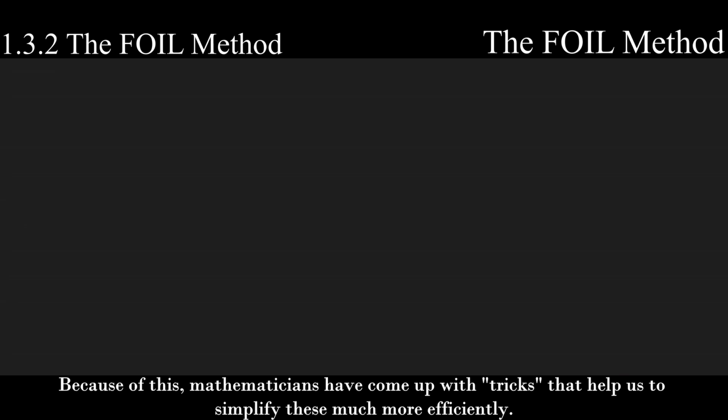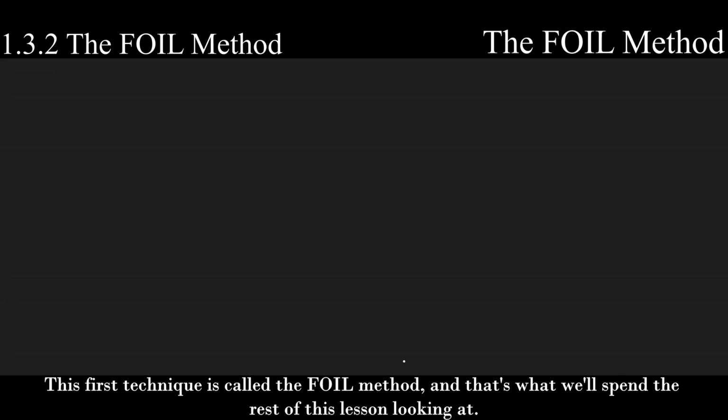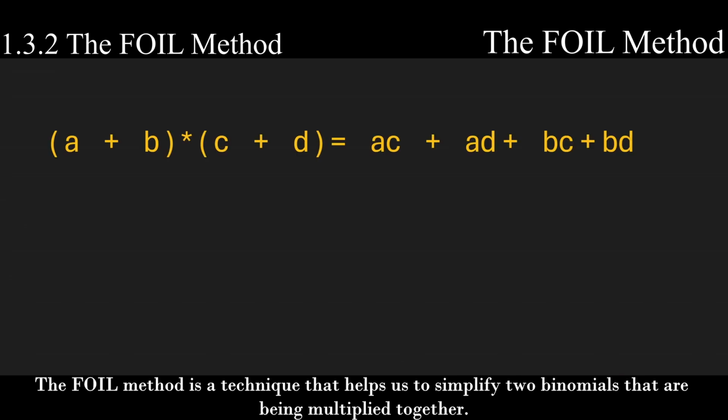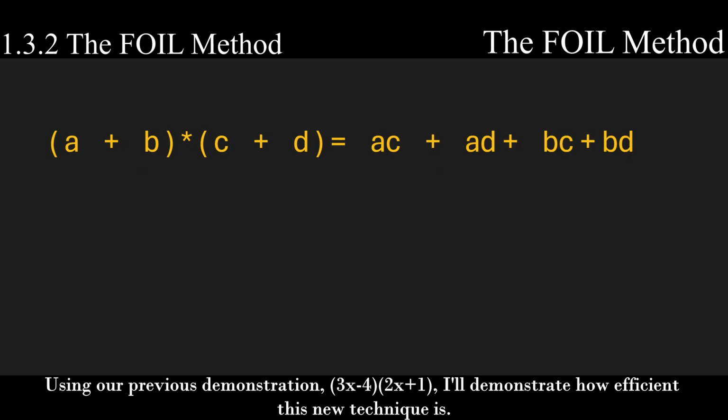Because of this, mathematicians have come up with tricks that help us to simplify these much more efficiently. This first trick or technique is called the FOIL method, and that's what we'll spend the rest of this lesson looking at. The FOIL method is a technique that helps us to simplify two binomials that are being multiplied together. Using our previous demonstration, 3x minus 4 times 2x plus 1, I'll demonstrate how efficient this new technique is.